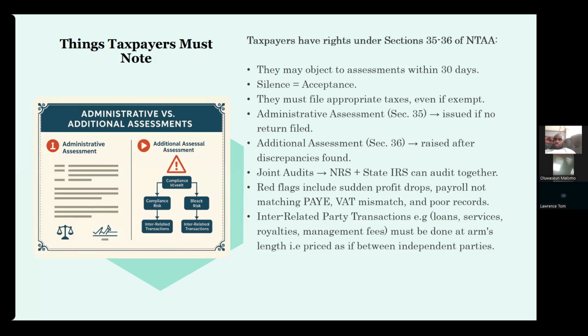Now, taxpayers need to note, have any one of us received letters from tax authorities like FIRS, assessment letters and all of that, that you're supposed to pay this and you're supposed to pay that? Do we have a case of anyone here?